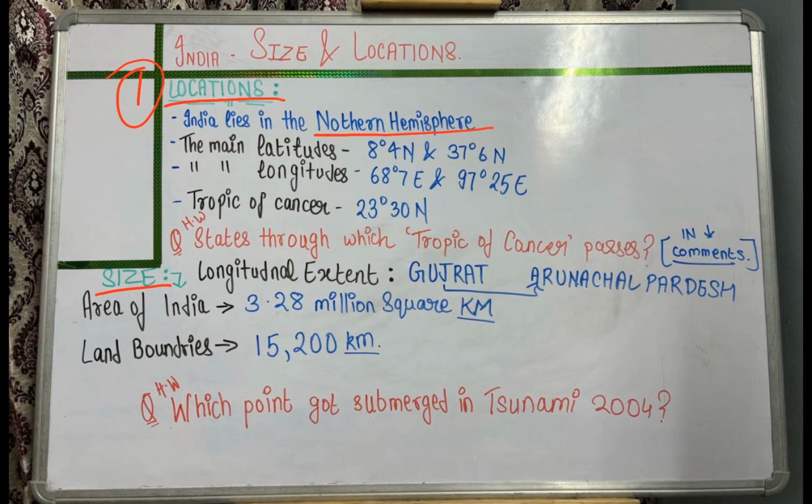Then come the main longitudes. The main longitudes are 68 degrees 7 minutes east and 97 degrees 25 minutes east. Keep this in mind. This could come as a 1-marker or 2-marker question in your exam. Then comes the Tropic of Cancer. You should know that the Tropic of Cancer passes through India. So what is the Tropic of Cancer? The Tropic of Cancer is 38 degrees 30 minutes north.